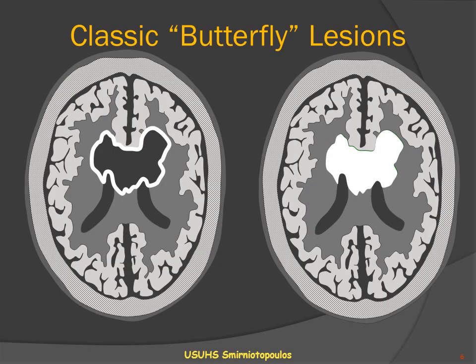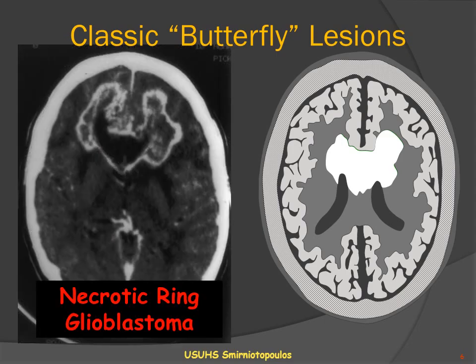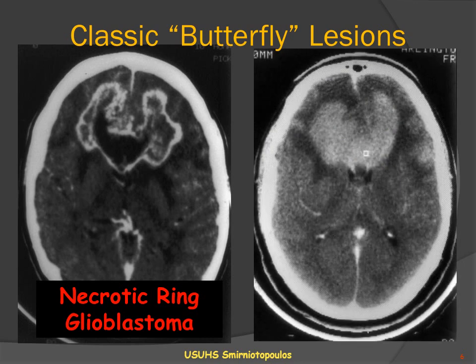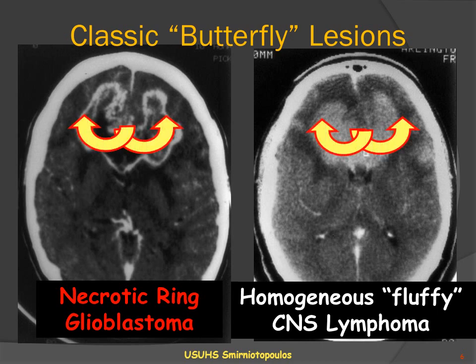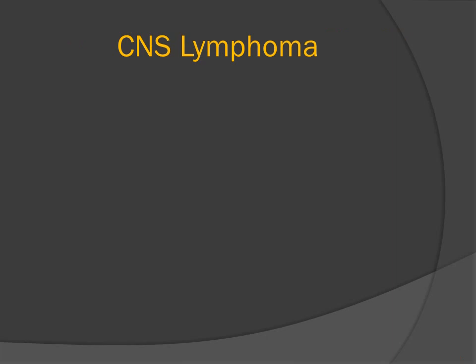The classic butterfly lesions include the necrotic ring-enhancing lesion of a glioblastoma multiforme, the highest grade of diffuse astrocytoma, as well as the fluffy hyperattenuating, relatively homogeneous lesion of primary CNS lymphoma. Both of these lesions microscopically infiltrate and follow along the white matter tracts as they pass from side to side through the corpus callosum.